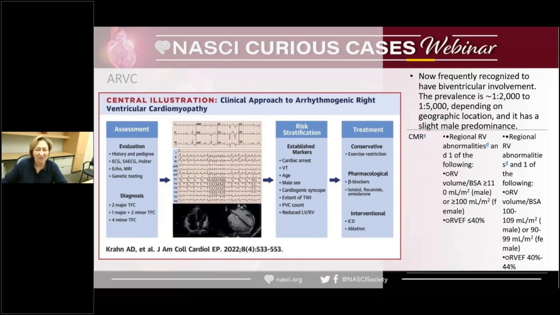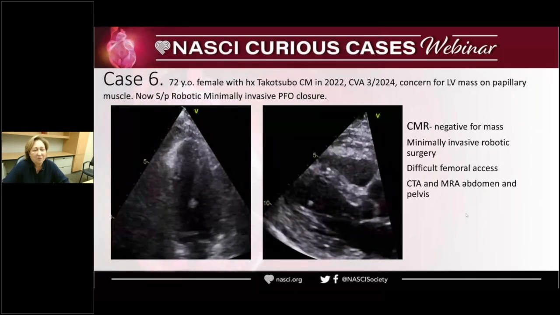All right. I think I have one more case, just a little fun case to show you. This was hot off the press, really from the last week. This patient came to us with a history of Takotsubo in 2022. She had a CVA, and there was a concern for an LV mass on the papillary muscle, actually at the insertion of the papillary muscle. These are the images of her echocardiogram that was done at an outside institution.